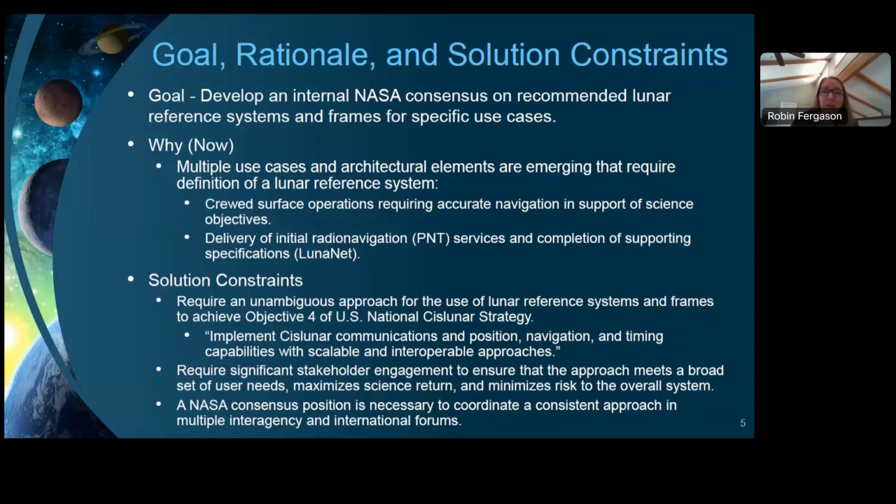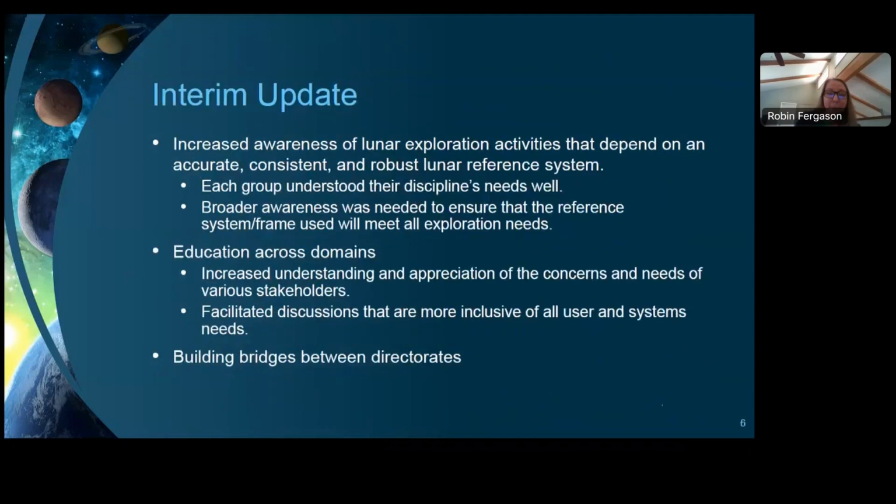We also require significant stakeholder engagement to ensure that the approach meets a broad set of user needs, that it maximizes science return and also minimizes the risk to the overall system. And finally, a NASA consensus position is necessary to coordinate a consistent approach in multiple interagency and international forums. If you could go to the next slide, please.